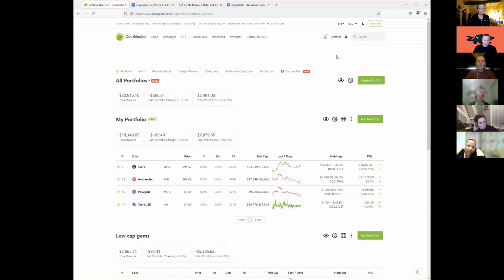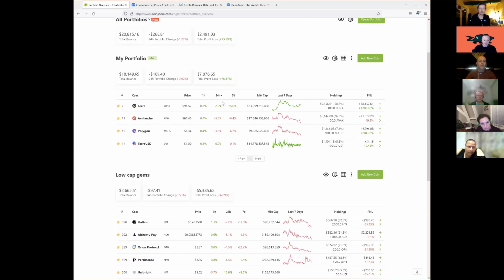It's a useful page because if you're buying and selling tokens or even long-term hodling, this will give you how you're actually doing against what you purchased for. So you can see here with all of my portfolios, the overall balance I've got here. This isn't a real portfolio, by the way. This is an example portfolio. Your 24-hour change in your portfolio, so you can see it's dropped just over 1.25%. And then the total profit or loss for all your portfolios overall. And then it will break it down by your different portfolios.